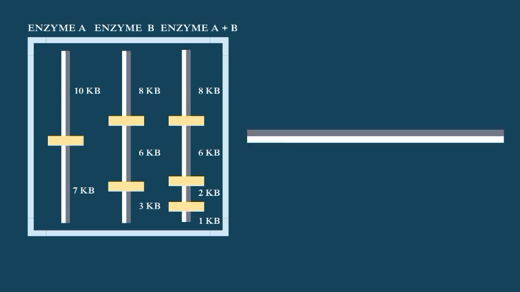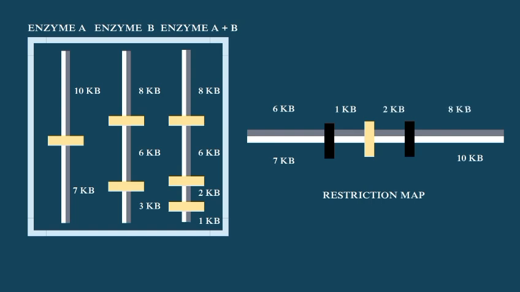Let's make the restriction map. Enzyme A cuts and produces two fragments of 7 and 10 kb. After that, enzyme B cuts at the left and right sides of enzyme A's site, and now we get four fragments of 6, 1, 2, and 8 kb. 1 and 2 kb together make 3 kb. This arrangement satisfies all the fragments. This is the correct restriction map.